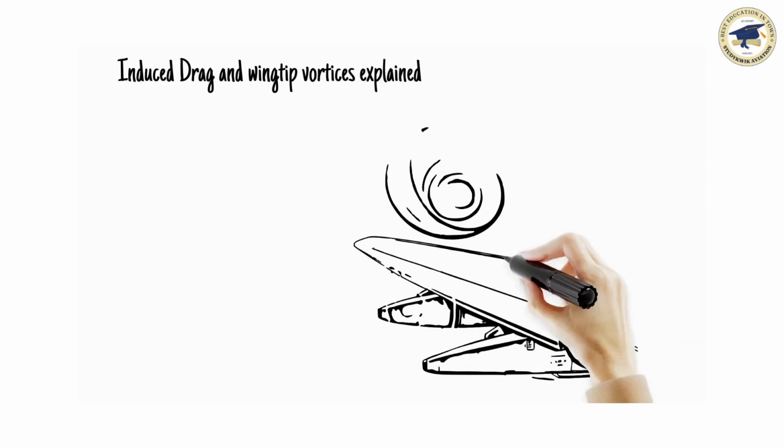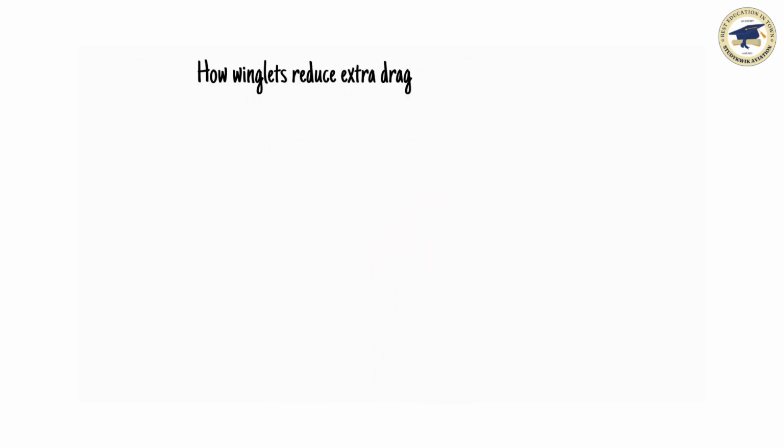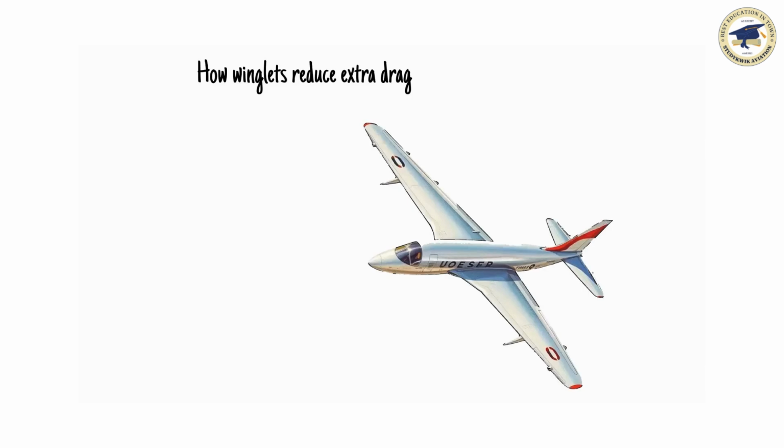At high angles of attack, the pressure difference between the wing's upper and lower surfaces becomes greater. High-pressure air beneath the wing curls around the wingtip toward the low-pressure air above, creating swirling wingtip vortices. These vortices deflect the airflow downward and tilt the lift vector slightly backward, creating extra drag. This is why aircraft with winglets often have better efficiency. Winglets help reduce vortex strength.